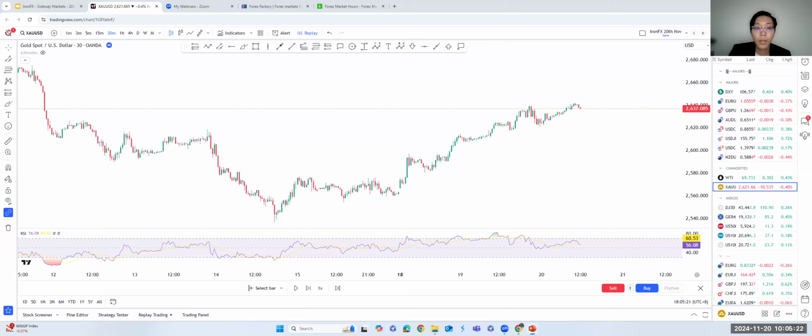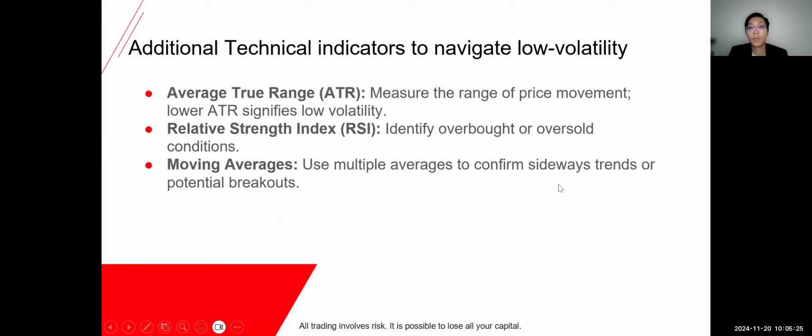This is additional technical indicators to navigate low volatility: ATR, RSI, and moving average. For moving average, some people like to use 50, 100, 200, these three combined, but I feel 200 EMA is already enough. MA is a lagging indicator. RSI is more reliable, and also maybe ATR, but ATR needs quite a bit of practice.